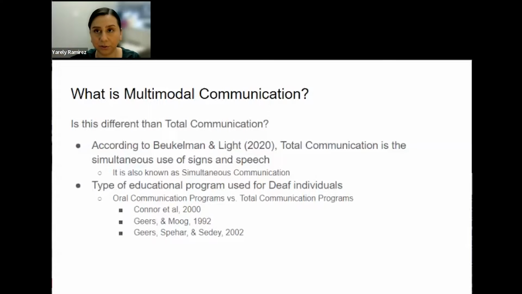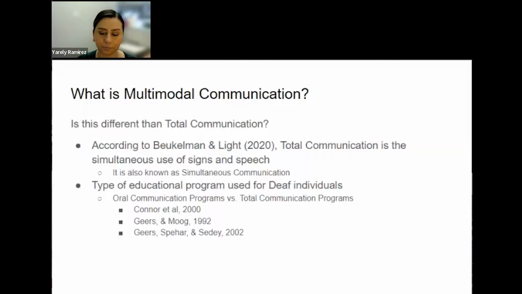Total communication was also a type of educational program used for deaf individuals. Back in the day, we had the oral communication program versus the total communication program. Oral communication was basically the deaf individual going to school and only receiving services via spoken language, versus total communication, where they started to use spoken language and signs, so the individual could learn and convey messages that way as well.